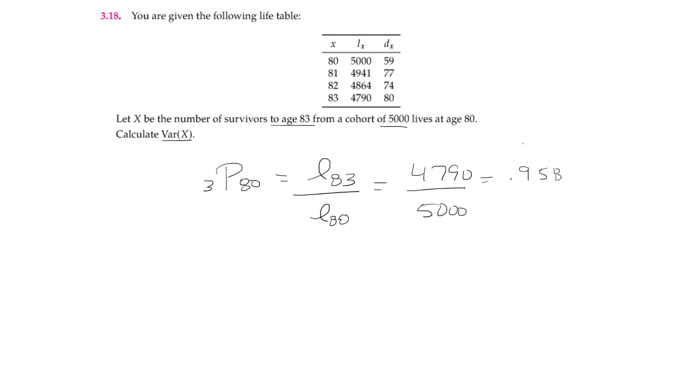Now we're looking at the variance. For this one we're going to be using the binomial variance, so that's NPQ. We start with 5,000 lives, that's N. P is the probability of survival, in this context surviving 3 years from age 80, which is 0.958. And then the probability of death is Q, which is 1 minus 0.958. And the total variance is 201.18.